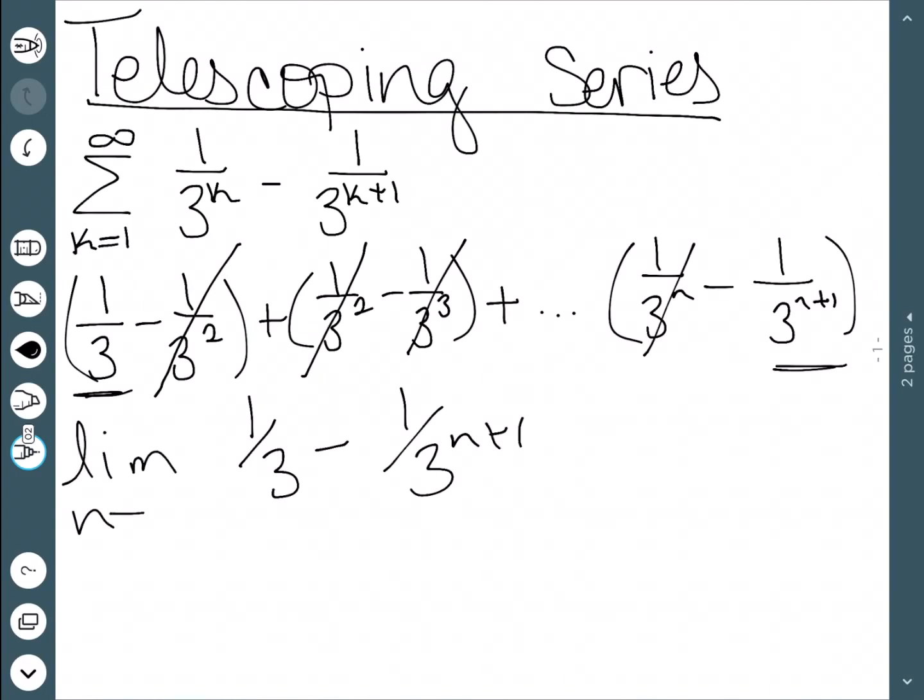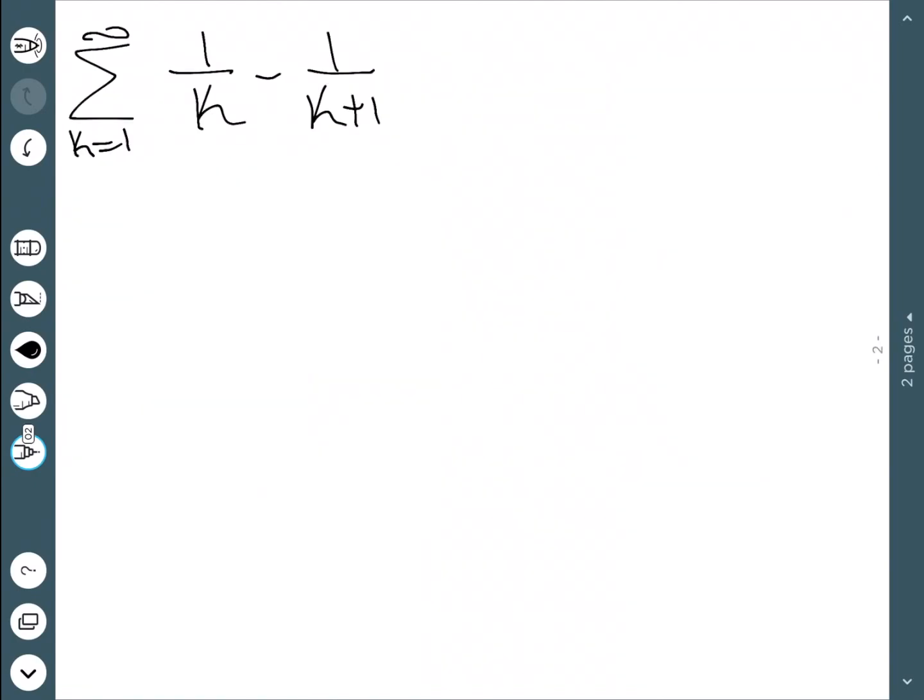We then take the limit as n goes to infinity, and we get that the sum of this series is just 1/3. And this is the idea of a telescoping series. We're essentially going to have a lot of terms that are going to cancel. Let's look at another one.